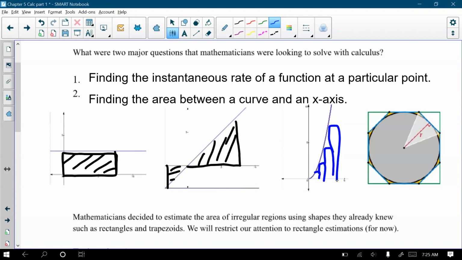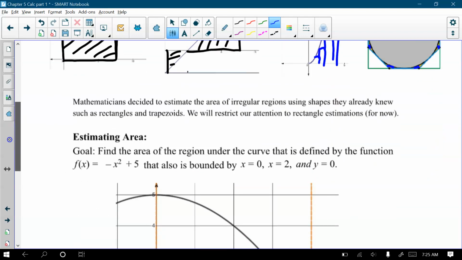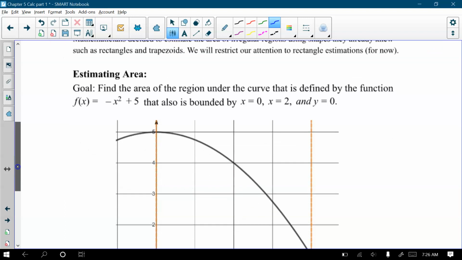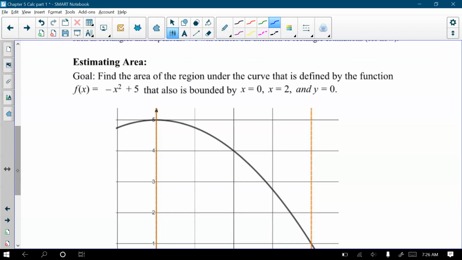Okay, now this was the last one of, again, just trying to find area between a curve and some other shape. But this picture is fun, but it's not relevant for us. So mathematicians used rectangles and trapezoids to find areas of regions that they didn't know how to find the area of. And we'll see what that means. Our goal for this video is to find the area of the region under the curve, between the curve and the x-axis.